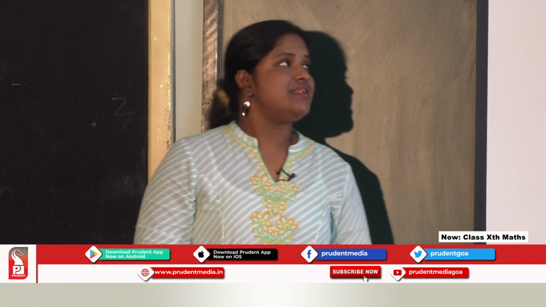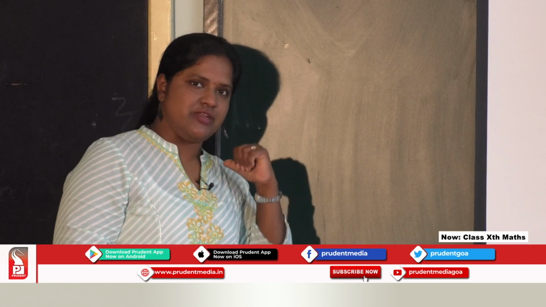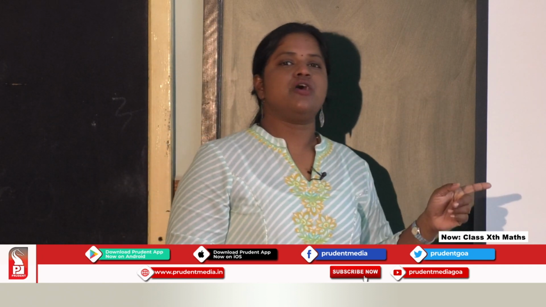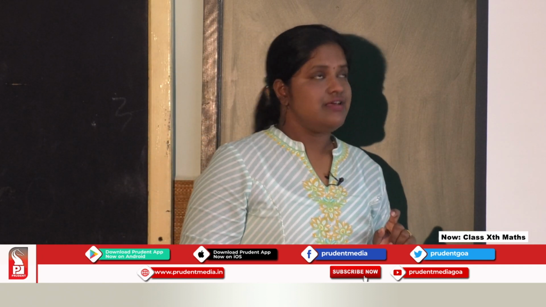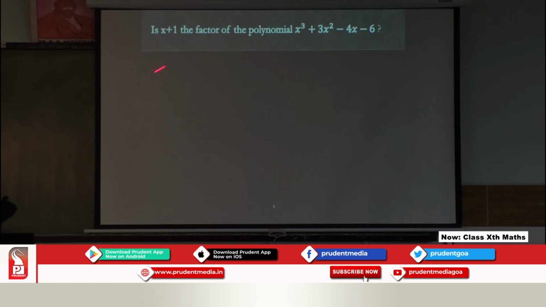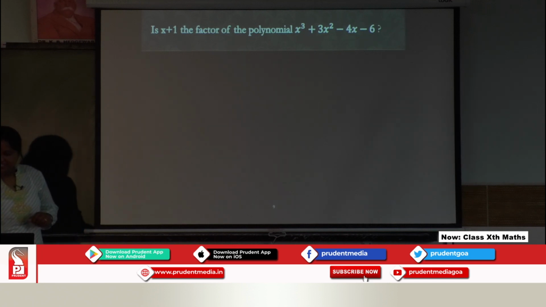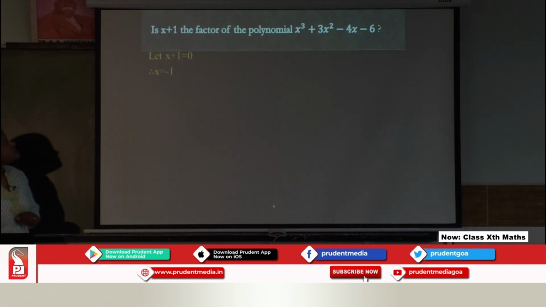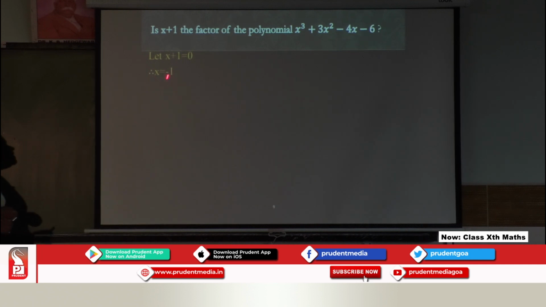Now again there is a similarity between this problem and the previous problem. In the previous problem, the direct value was given. Here, what is given is x plus 1, a factor, in the form of a variable. So like in the previous sum, first let us find the value of x. So what do I get? Let x plus 1 be equal to 0. So I get x equal to minus 1.